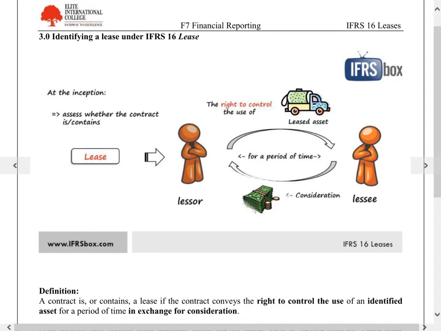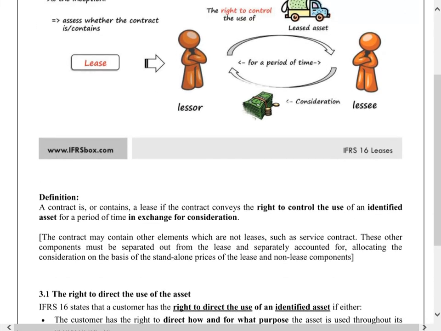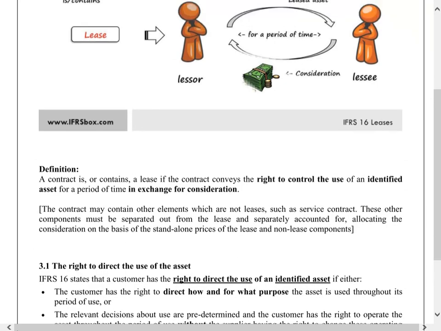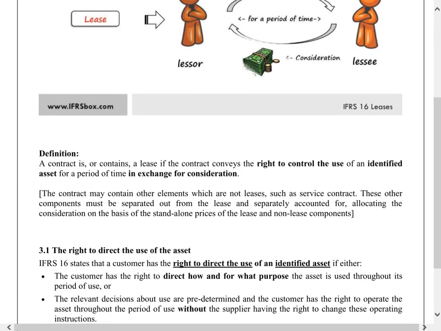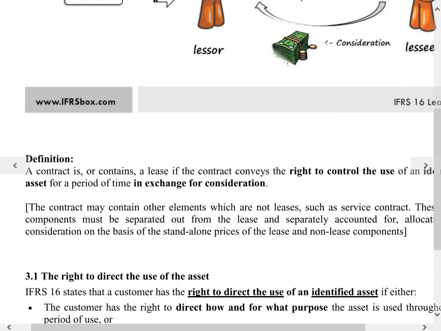Identifying lease under the IFRS. So we have a definition first. Definition for leasing here, a contract. Okay, a contract is a lease. So the contract in itself on the surface we know is a lease. Okay, or if you go through the contract, it may contain a lease. So that's why over here a contract is or contains a lease.